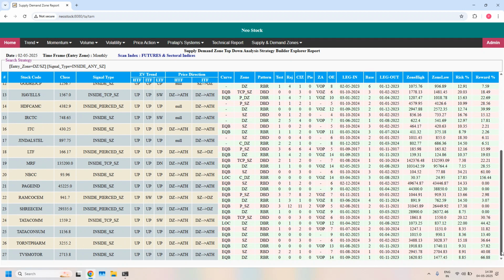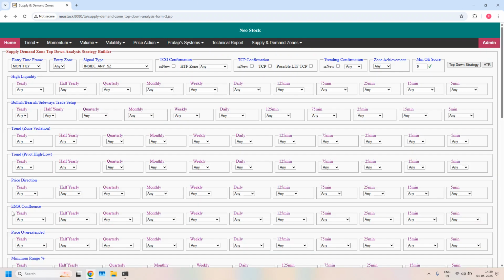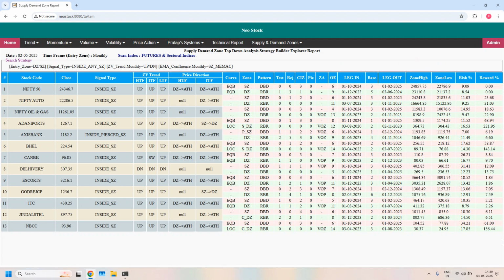We can further filter this list based on monthly supply zone having monthly EMA confluence. Now 13 stocks are filtered. So these 13 monthly supply zones are having monthly EMA confluence, and also current price closed inside the monthly supply zone. You can always look into the search strategy to understand how we are filtering the stocks.